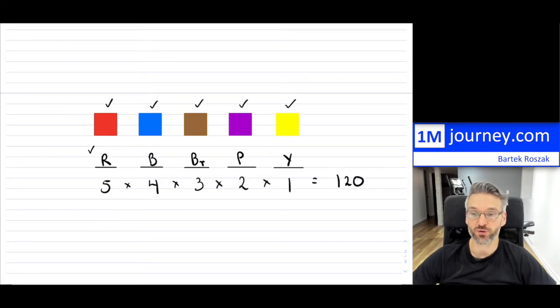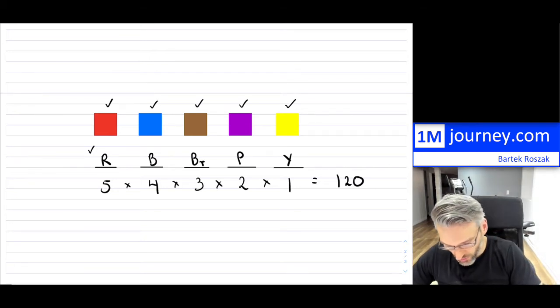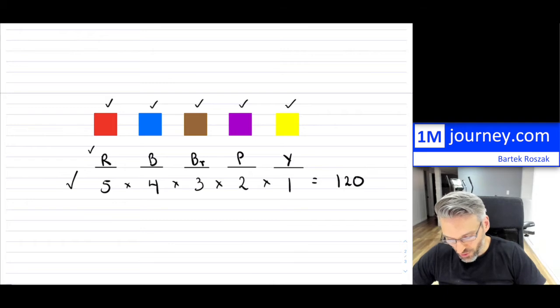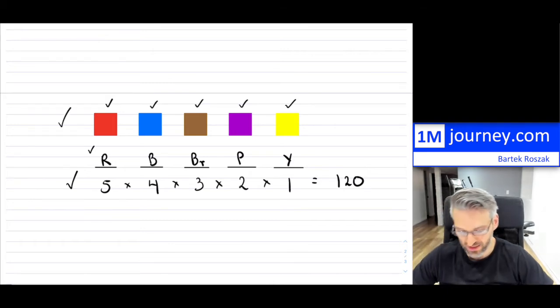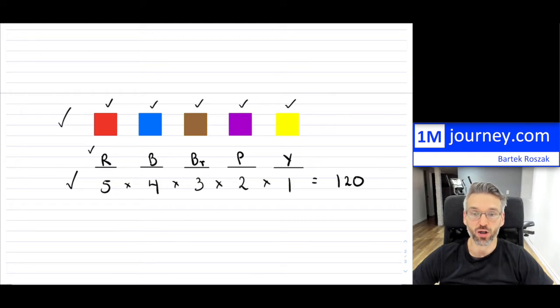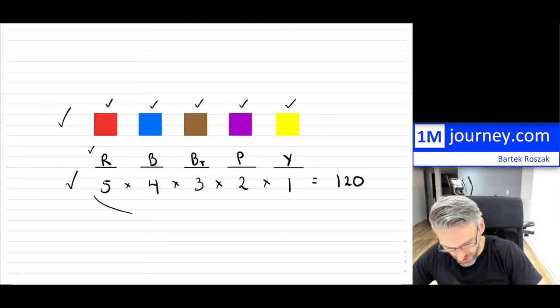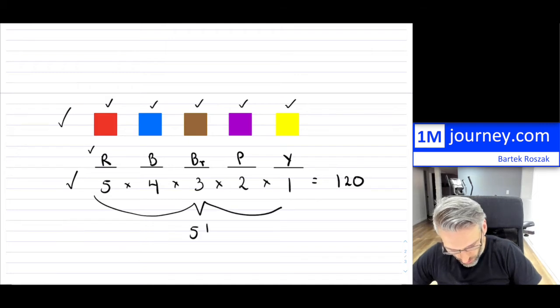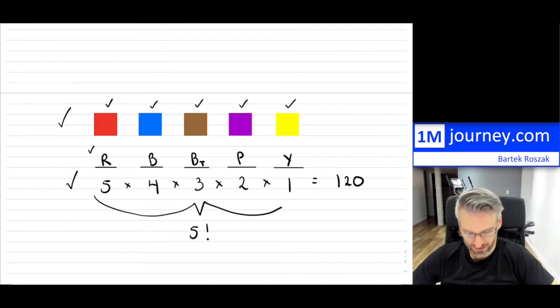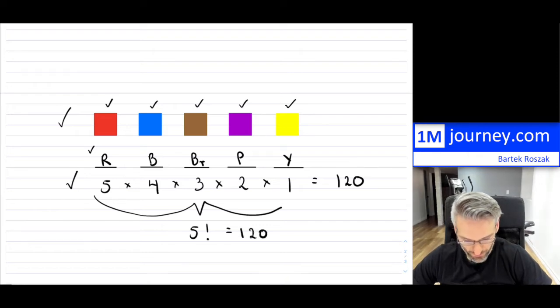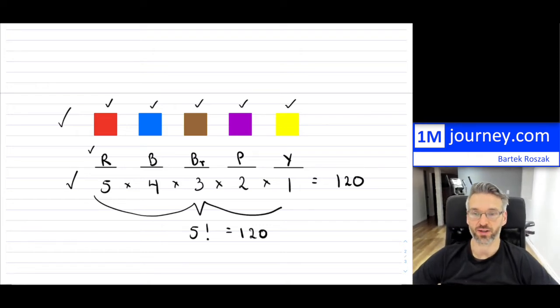But another way of doing that: if you have 5 distinct choices and you're going to take all of them, it's much easier to simply say this is 5 factorial, which is equivalent and equals 120. That's what we did in that video.